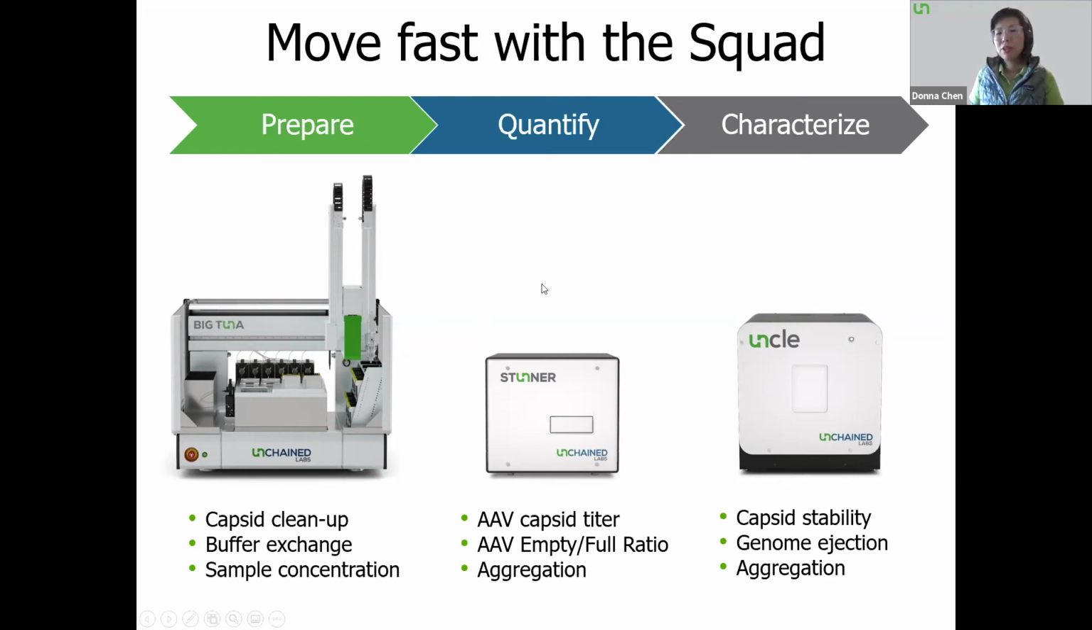And you can use Stunner to quickly give you AAV titer and MT4 ratio characterization information within the same run, which is 2 microliter of sample in less than 1 hour. And you can use Uncle to get you full stability information, including aggregation, capsid disruption, and also genome release information with just 9 microliter of sample, in any formulation and at any temperature.